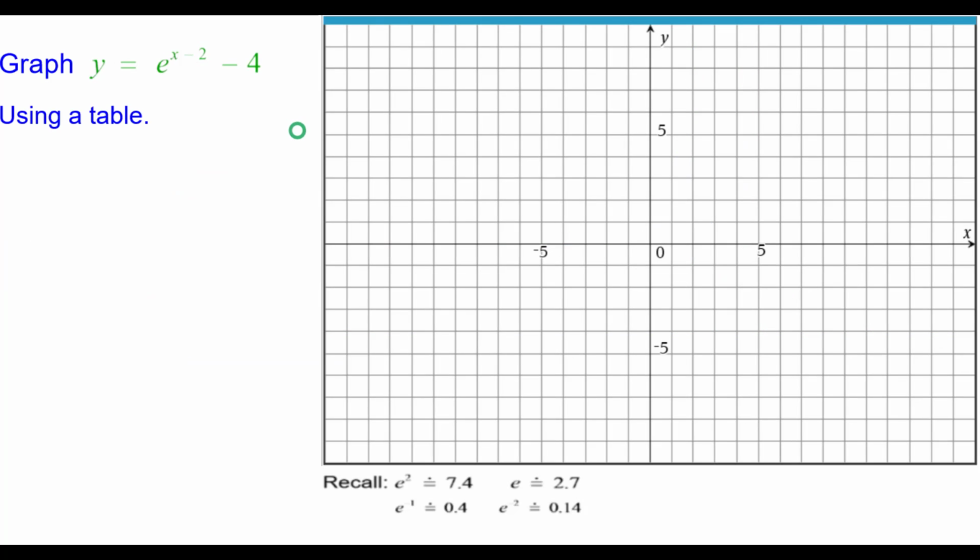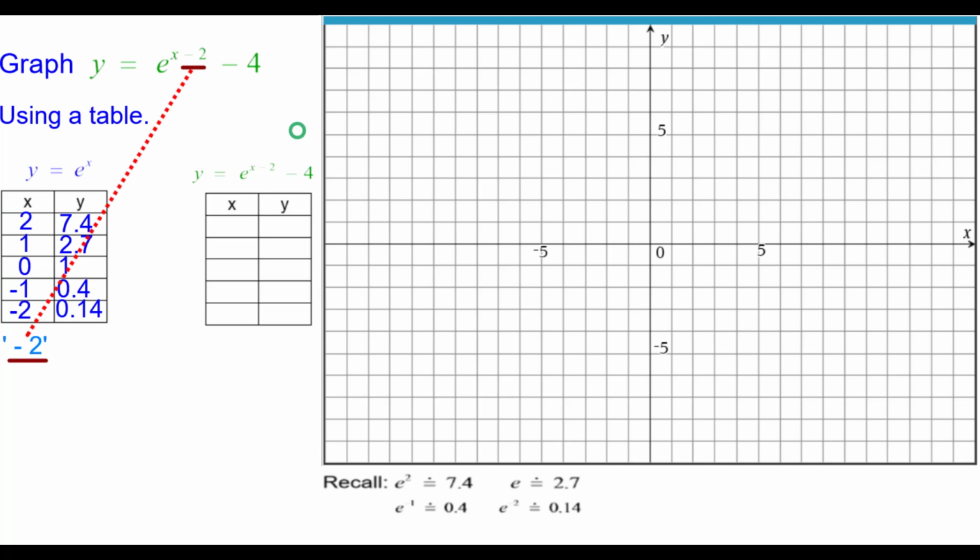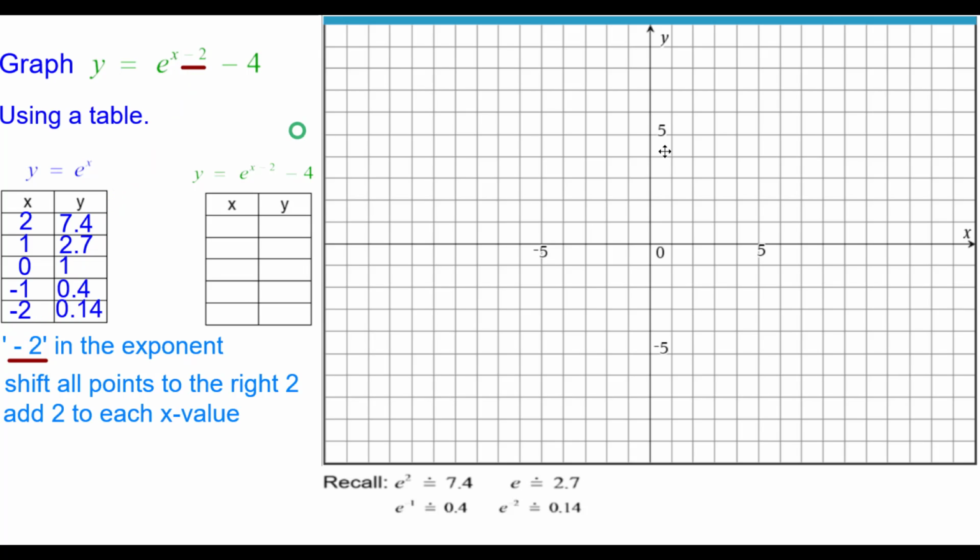Second way, using a table. Here's our table of 5 traditional values for the y equals e to the x parent function. The minus 2 in the exponent shifts all points to the right 2, which means we have to add 2 to each x value to shift it to the right. So starting with the first 2, 2 plus 2 is 4, 1 plus 2 is 3, and so on. Press pause if I'm going too fast, anytime.